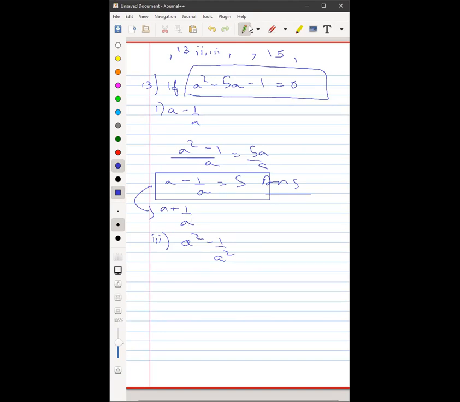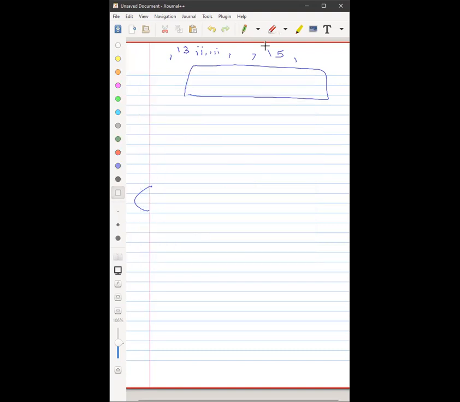Okay. If you all want, I'll give you another identity which will help you. See, everyone see this one, this part here. If you want, you can write it down also, but I don't know how much they'll allow you to do it in your exam. Okay, let's see this now. We know that a plus 1 upon a, the whole thing squared is a squared plus 1 upon a squared plus 2. Right? Yes or no?